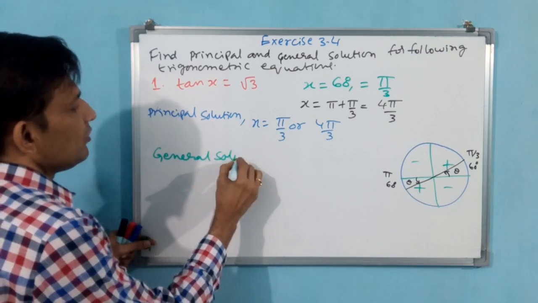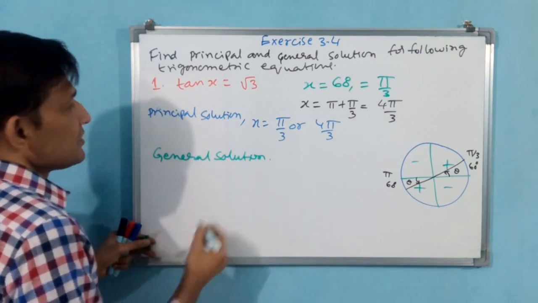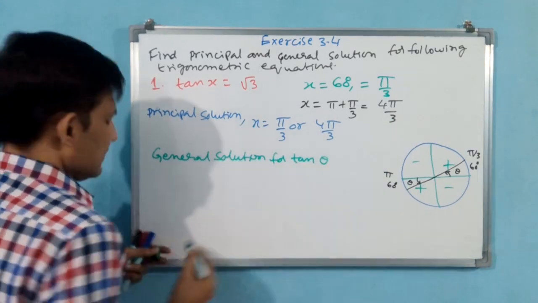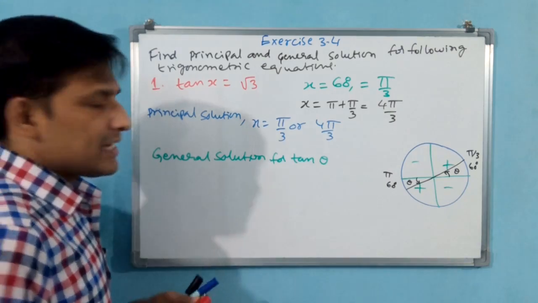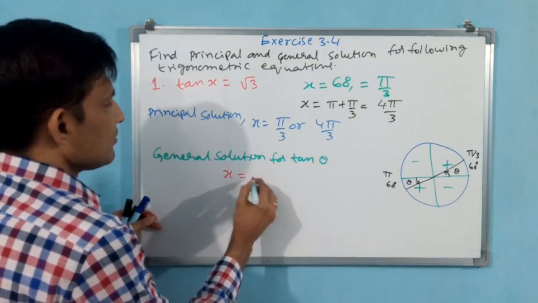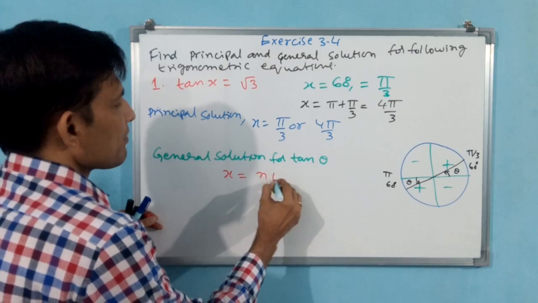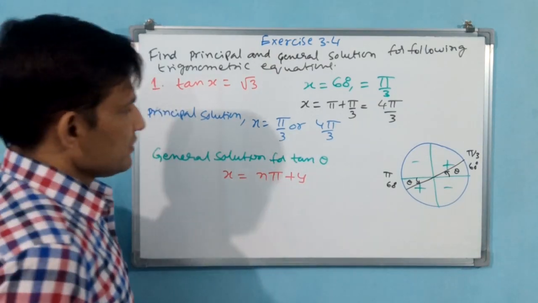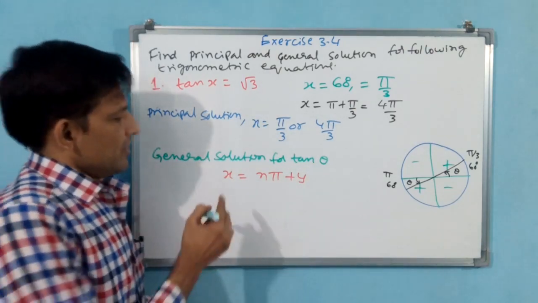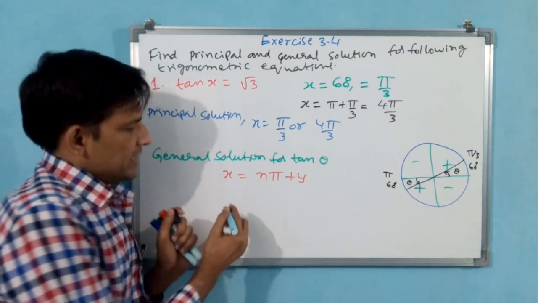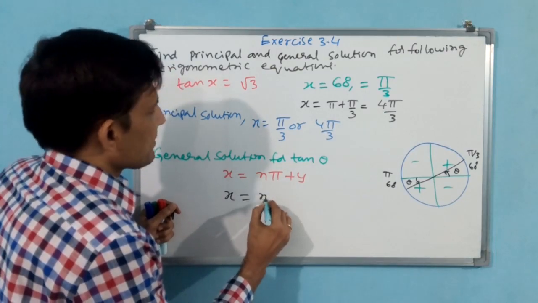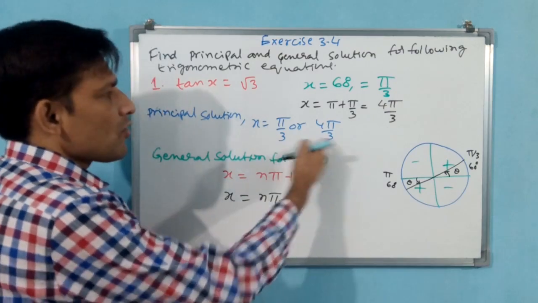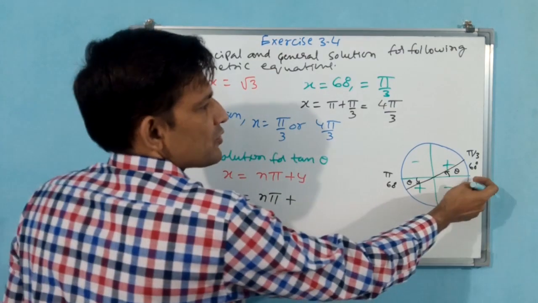General solution for tan theta. Tan theta general solution is what? Tan theta general solution is x is equal to n pi plus y. This is very simple. See here, you have to write x is equal to n pi plus y. But which value do you have to take? The first positive value you take.